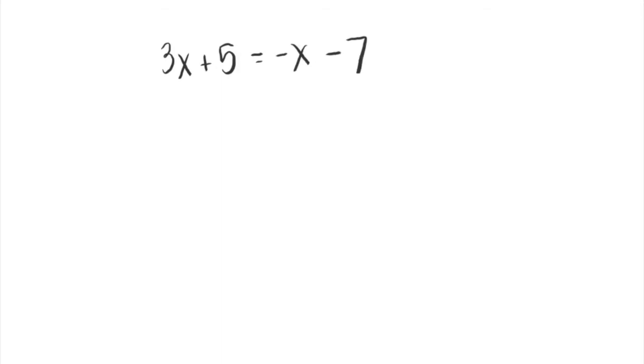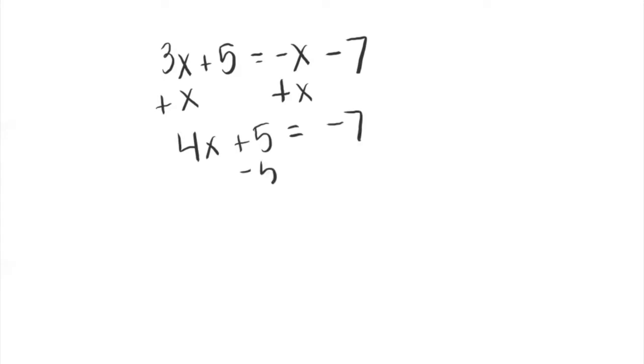In order to find out what x is, we need to make sure that we isolate that variable, and we can do that by moving all of the variables to one side and the constants to the other. We can do that using inverse operations. So I'm going to go ahead and add an x to this to cancel that out. Add an x over here. We're going to end up with 4x plus 5 is equal to negative 7.